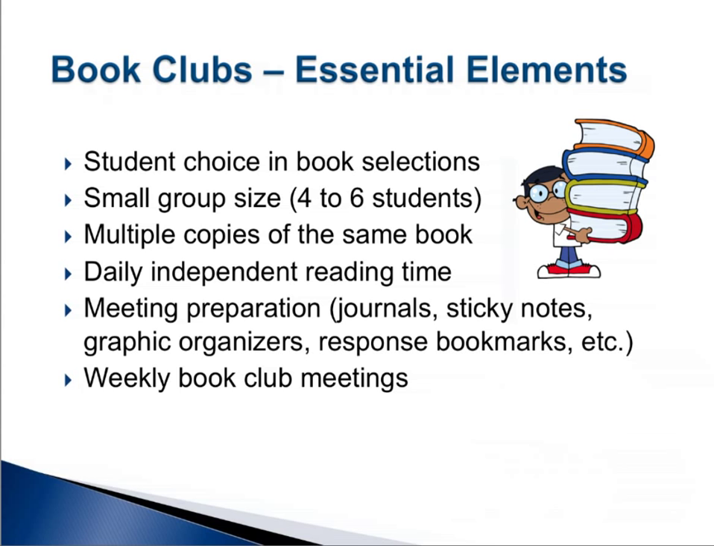Okay, these are some essential elements of Classroom Book Clubs, and this list is not a step-by-step list of how to implement it. I'm going to get to that in a few minutes. But some of the essential elements to me are that students need to have some kind of choice in their book selections. So maybe not total free choice. The teacher may come up with 4 to 6 books that they put out and the students choose from those books, but at least it's not just the teacher assigning a book to each student. I've found, as far as group size, that 4 to 6 students works best.